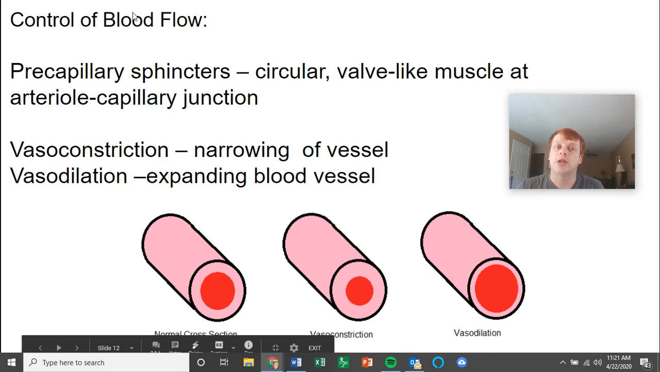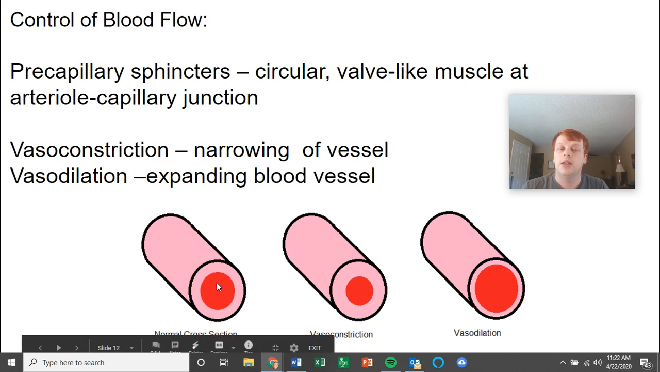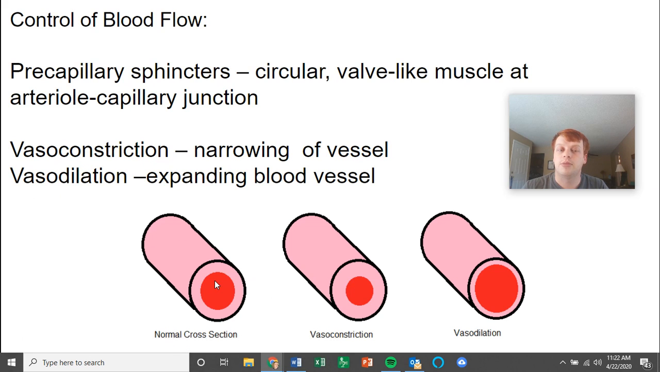When we're talking about blood flow, we have to have ways for our body to control that. So first we have something called precapillary sphincters. These are circles that kind of look like valves, and they are found at arterial capillary junctions. Their job is to either constrict or dilate. Constrict means to get smaller, dilate means to get larger. And we call this vasoconstriction and vasodilation in order to regulate the flow of blood throughout.